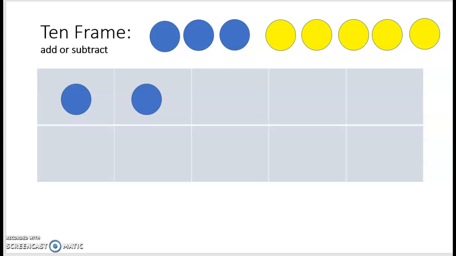And on my final slide, I have a 10 frame. I thought this was very helpful with adding and subtracting. You can use that for both. On my 10 frame, I gave them a prompt to start with 2, so they could either add first or subtract. I have 2 different colors so they can keep track of what they're adding or subtracting.